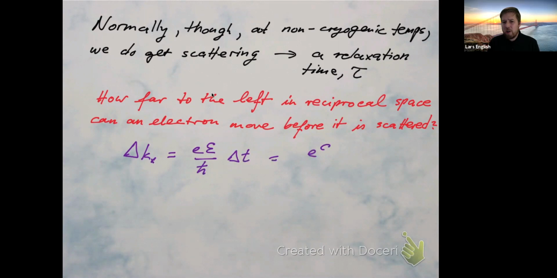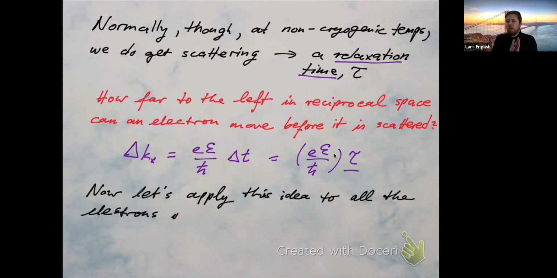So how far to the left in reciprocal space, and we're going to call it delta k sub x. All right, and so we have the formula. It's basically E times the electric field over h bar times how much time we have for that process, right? And how much time do we have? Well, on average, we have about one relaxation time. And so then we have a formula for how far to the left we can move as an electron before something else happens. Okay, so relaxation time.